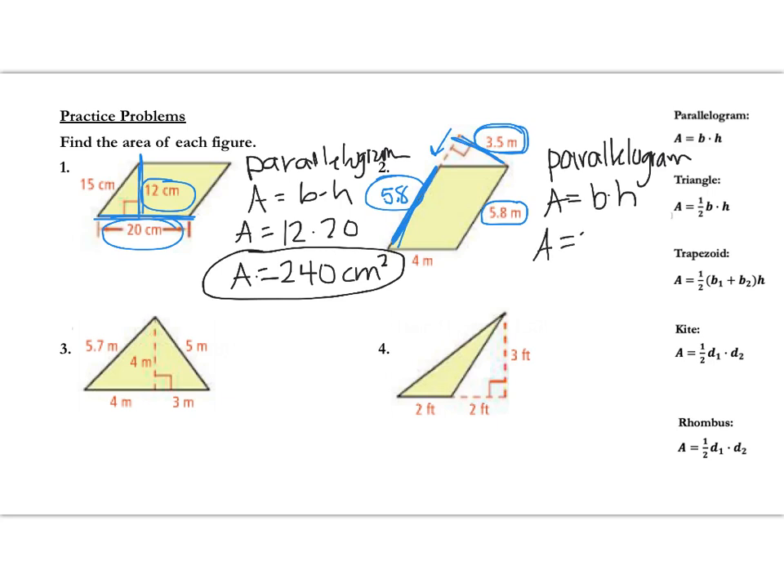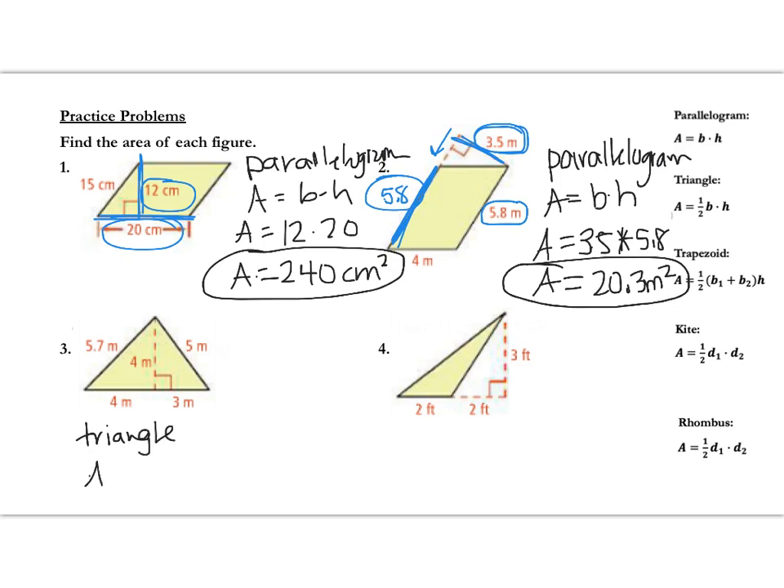We have to do 3.5 times 5.8, and that gives me that the area is 20.3 meters squared, again because we're doing area, the units are squared. Alright, the next shape is a triangle. So since it's a triangle, my formula for a triangle is 1/2 b times h, which is 1/2 base times height. But what we need to look for to locate those is still that right angle.